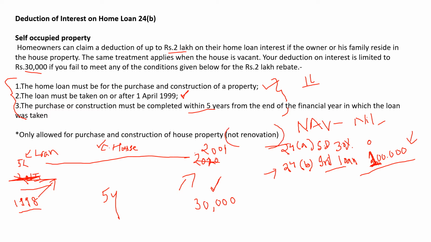It should be only for construction and purchase of house property. It should not be for renovation. If it is for renovation, we will not be getting the deduction under section 24B. Clear?